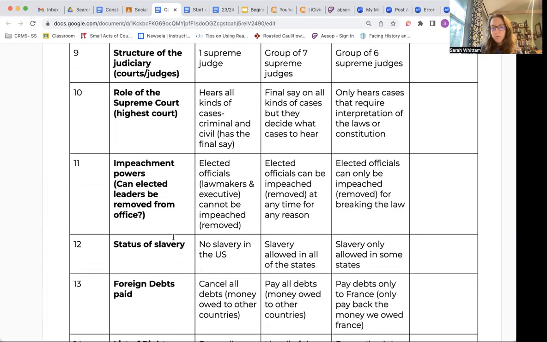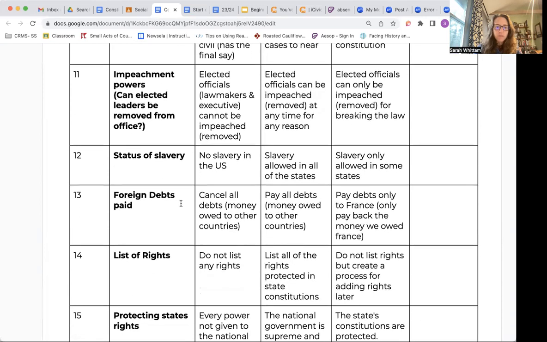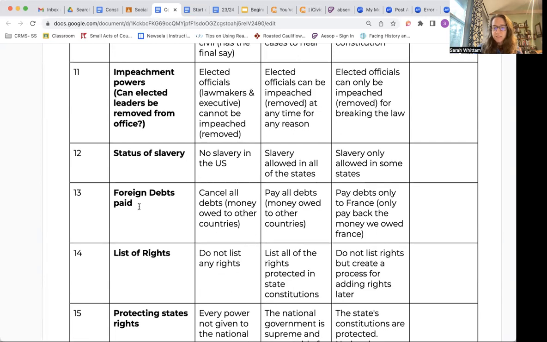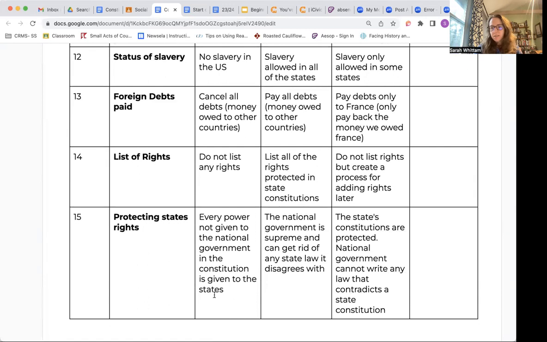How can leaders be removed from power? What will the status of slavery be in the new country? Should we pay our foreign debts? Do we need to list rights? And how will we protect states' rights?